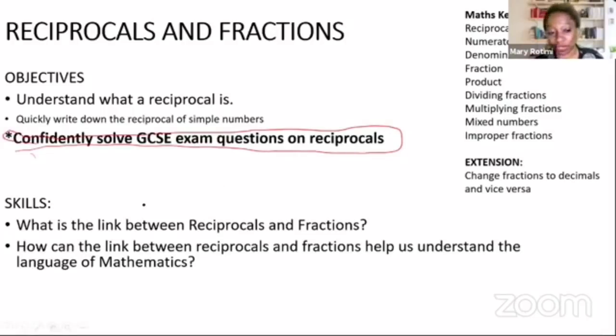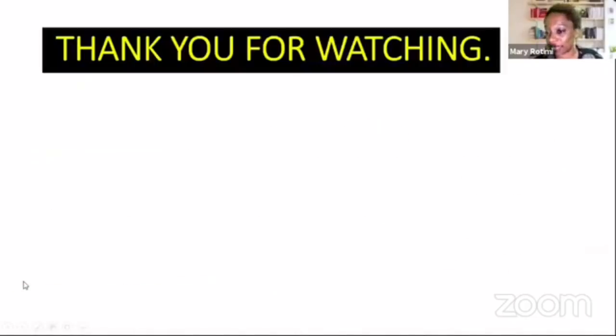This is the highlight of my lesson today. Your mastery skills, know the link between reciprocals and fractions, all right? And use this to understand the language of mathematics.